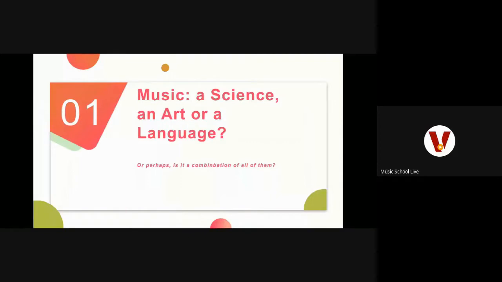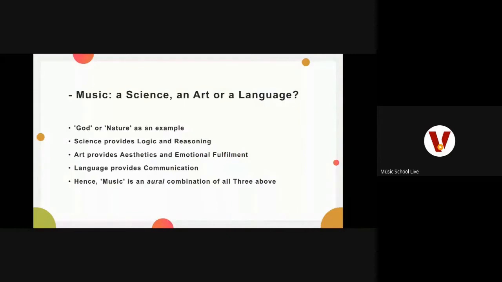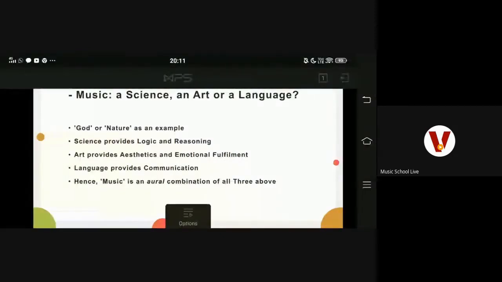My first topic, music, science, an art or a language. I will take a seemingly very weird example, that is the example of God or nature. Guys, say if we take the question of whether music is a science, an art or a language, I must say that this is basically a whole. So I was saying the example of God, or saying that nature is a whole.